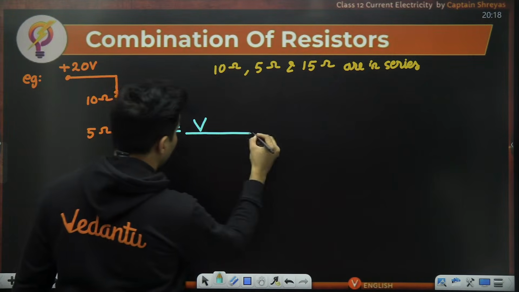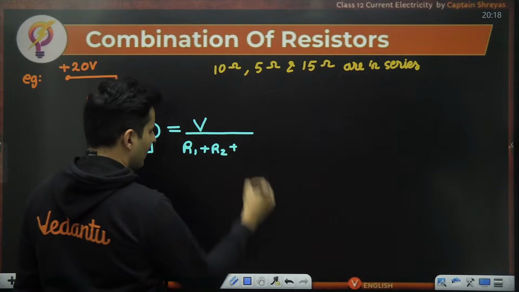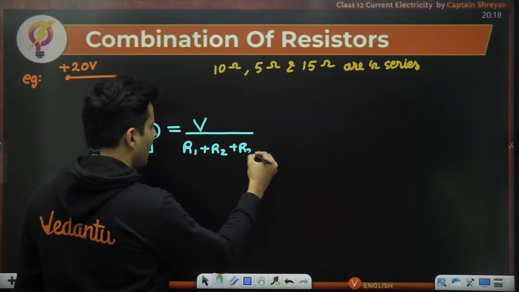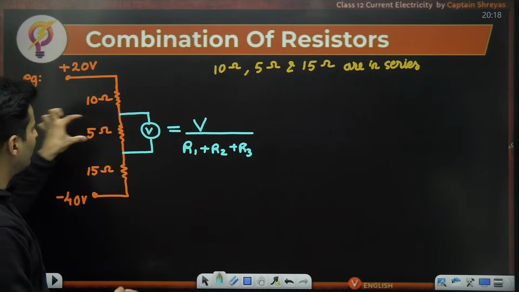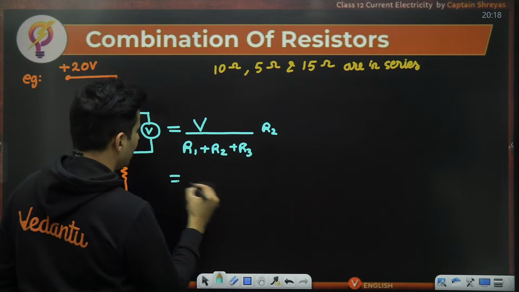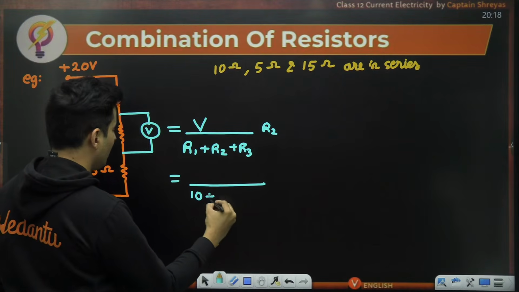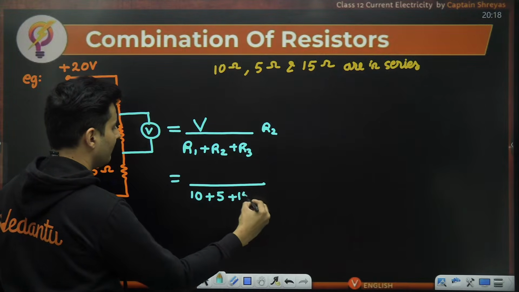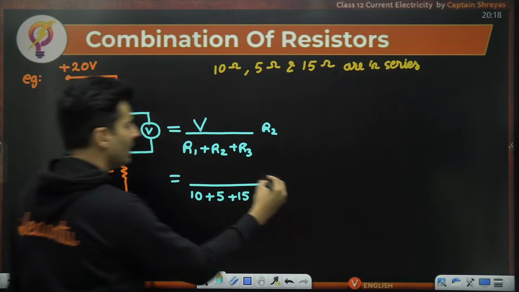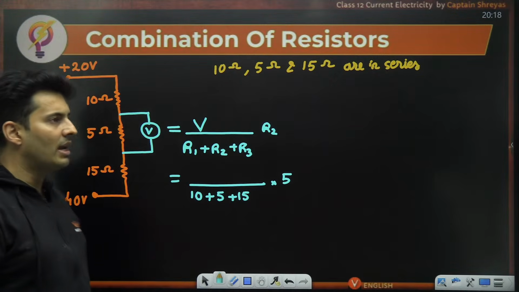the total voltage divided by R1 plus R2 plus R3, as three resistors are there. In this specific case, I want to find the voltage across resistance number 2. So let's start putting the values of R1, R2, R3. So 10 plus 5 plus 15, and we want to measure it across 5 ohm. What do you think is this value of V?